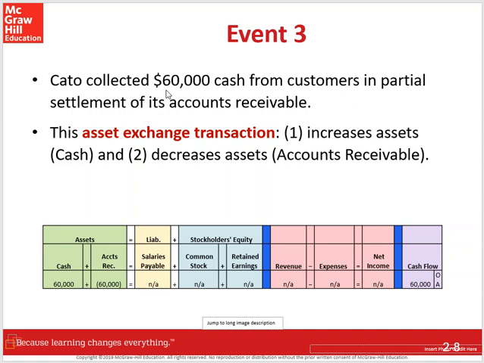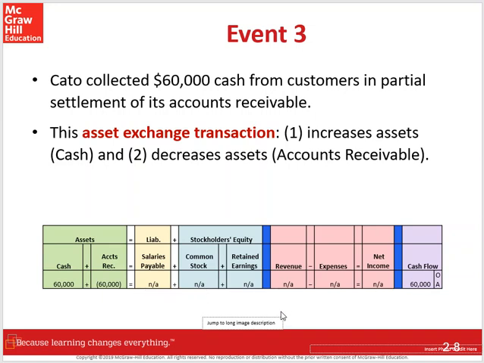This is not a new additional $60,000 of revenue. This is just collecting what we previously earned. So event 2 was an accrual transaction, and now in event 3, we're realizing by collecting, at least partially collecting. So what two accounts are going to be affected? Well, cash is going to go up and accounts receivable is going to go down. So here we see cash going up by $60,000, accounts receivable going down. So this is an asset exchange transaction, and then nothing is happening on the whole right side.